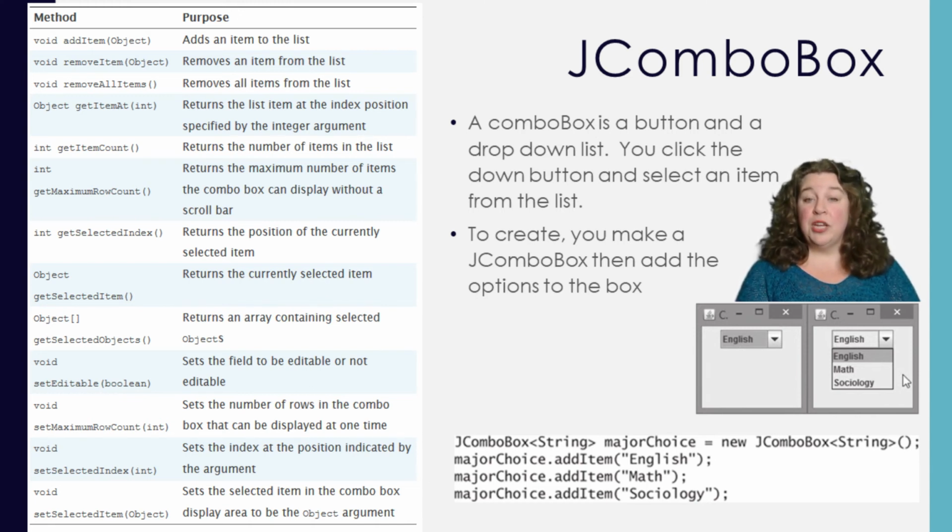To do that, make your JComboBox and then add your options or your items to the box. As we've seen below, we have a JComboBox called majorChoice, and then inside of that, we have added 3 items to the combo box: English, Math, Sociology. Then you add the box to your frame, and it'll make it all pretty and lovely. I've included a couple of methods that go along with JComboBoxes as well.